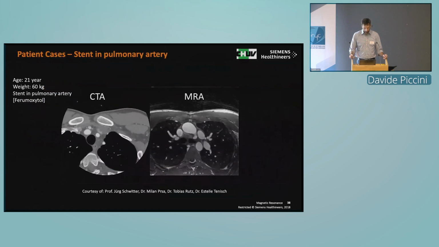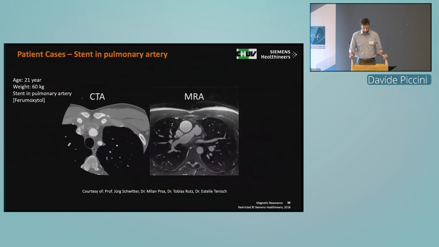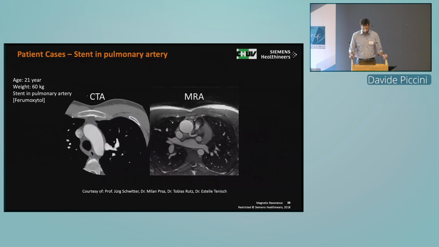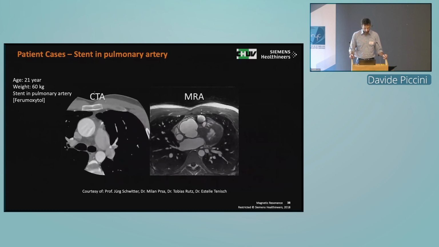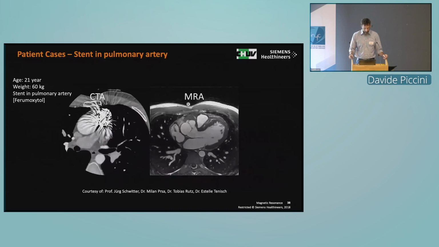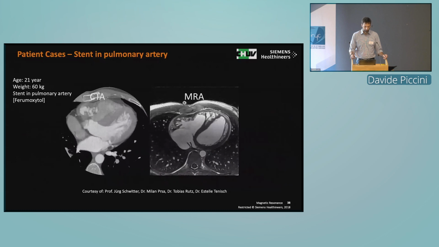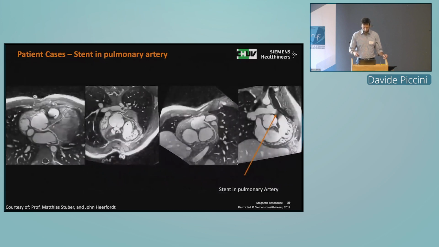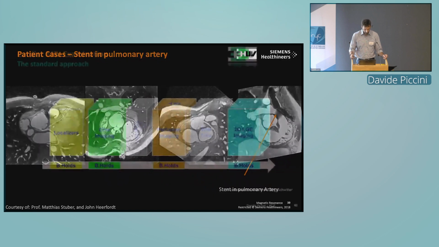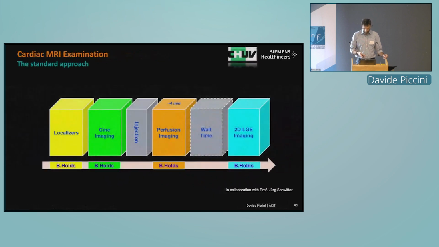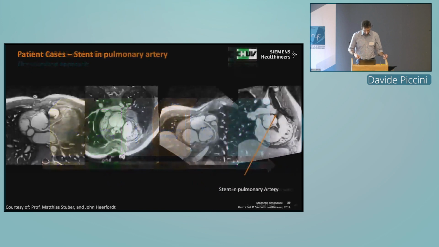This is a comparison of this dataset versus the same patient acquired with CTA. And you see that there is a stent in the pulmonary artery, which the CT doesn't like very much. But in MR, you just see this black signal, and the anatomy is very similar to the CT in this case. So you can see the coronary. How can I stop the automatic? Okay.